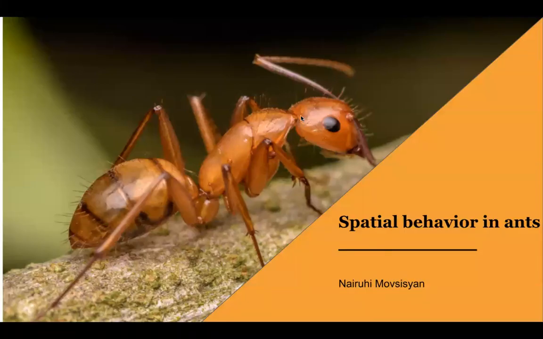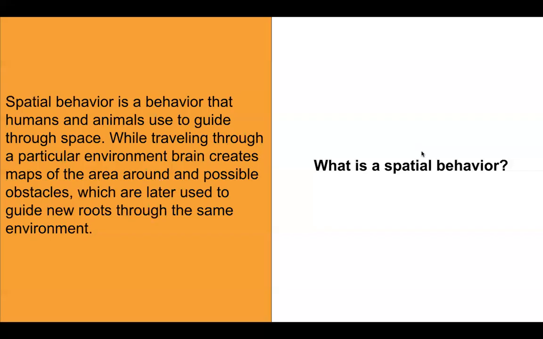Spatial behavior in ants. First of all, we need to understand what spatial behavior is. Spatial behavior, or spatial memory as a behavior, is what humans and animals use to guide themselves through space while traveling through a particular environment. The brain creates maps of the area around and possible obstacles, which are later used to guide new routes through the same environment.